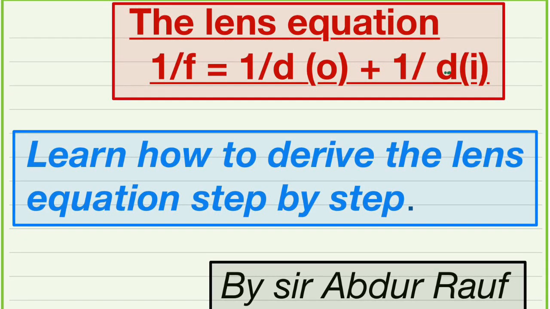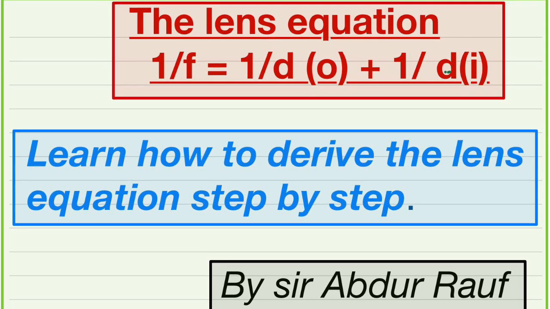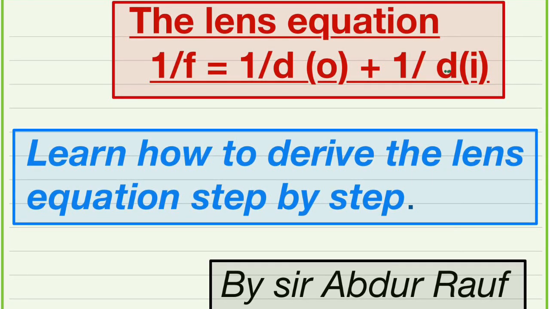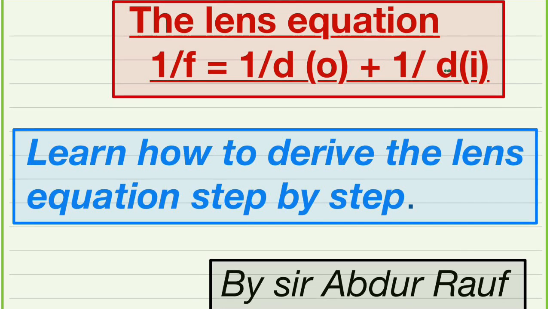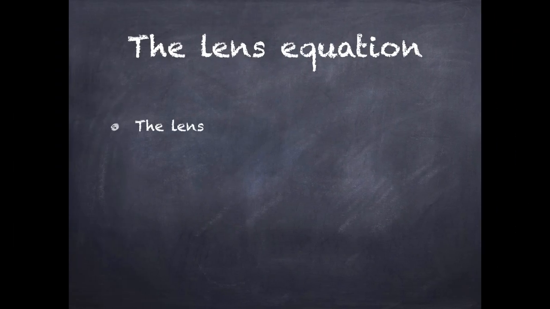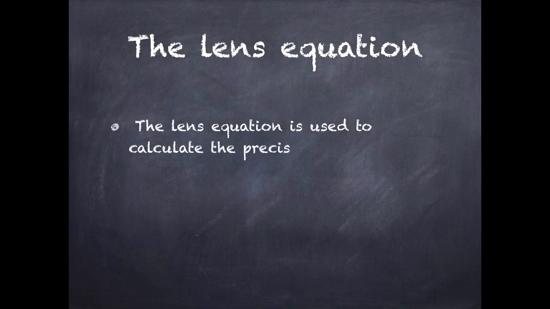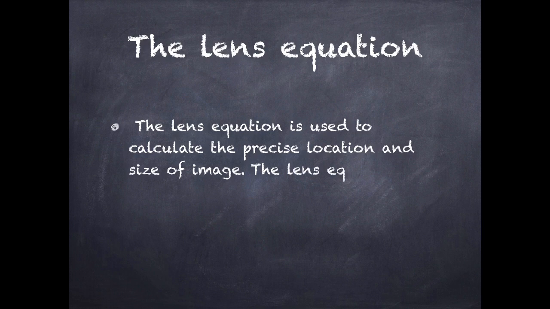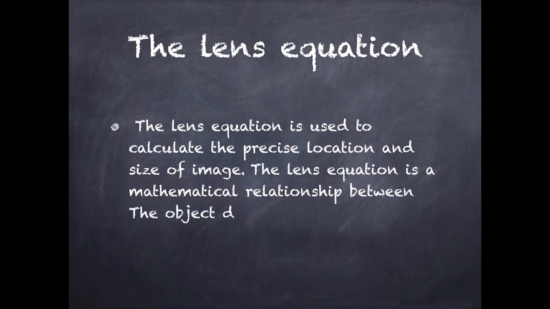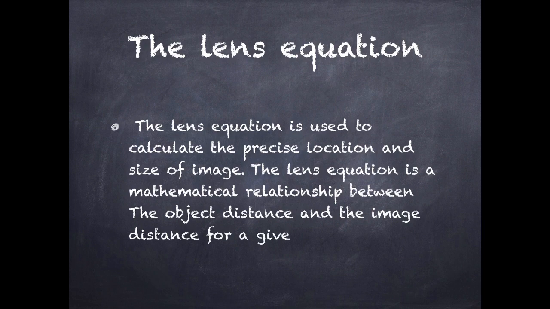Today we are going to learn the lens equation: 1 over f equals 1 over dO plus 1 over dI. The lens equation is used to calculate the precise location and size of the image formed by a lens. It is a mathematical relationship between the distance of the object from the lens and the distance of the image from the lens.